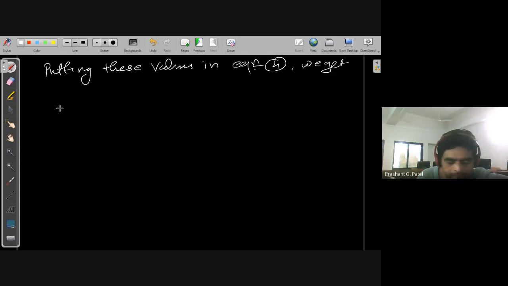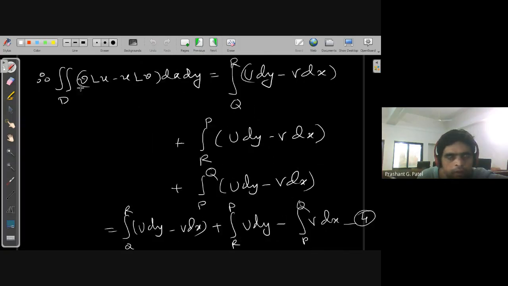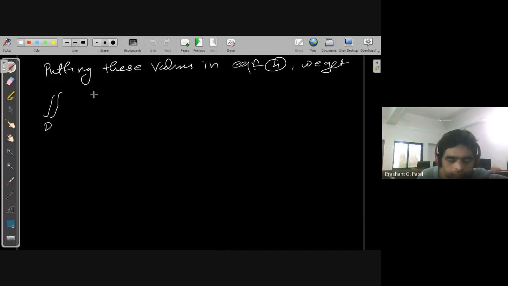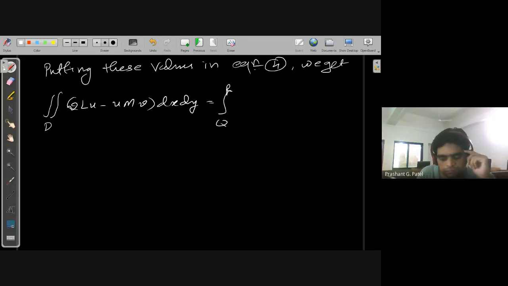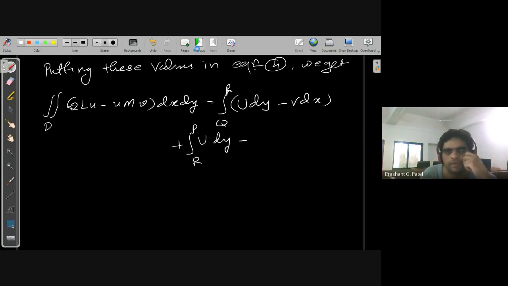What we get is double integration over D of (VLU minus UMV) dx dy, which is equal to integration from Q to R of (U dy minus V dx) as it is, plus integration from R to P of U dy as it is, and the value of this one we will substitute.